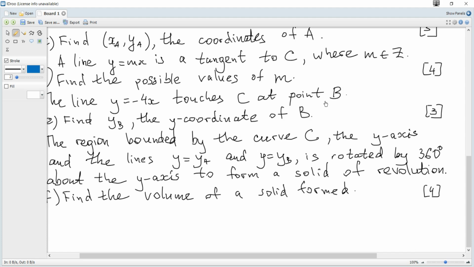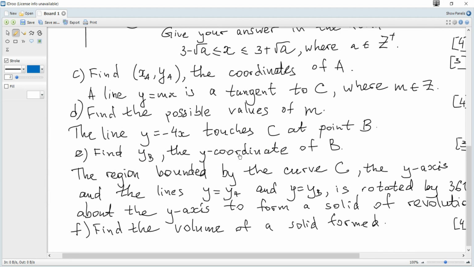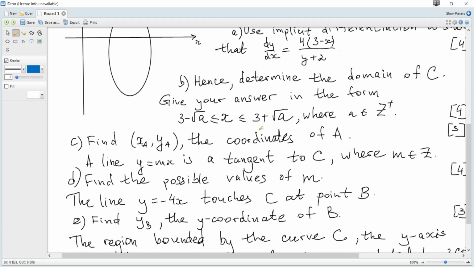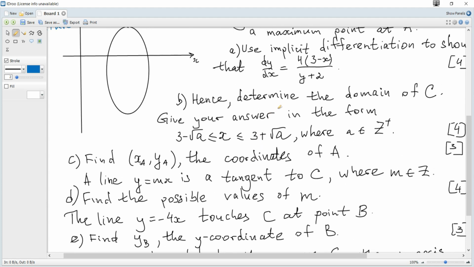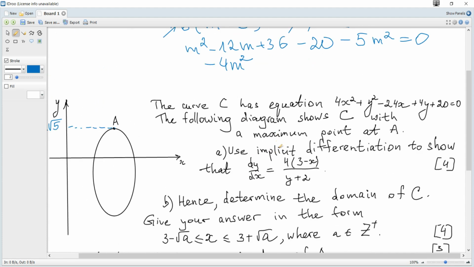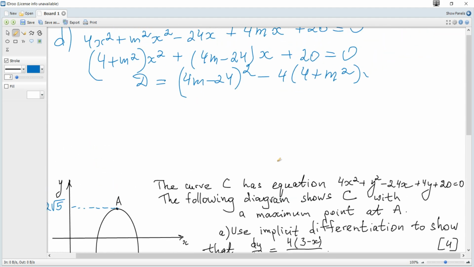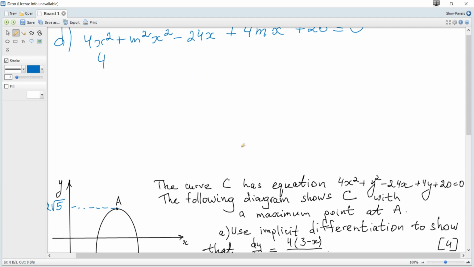Touch C at point B. Find yB, the y coordinate of B. So again, we need the point of intersection of the line y is negative 4x and the given curve, so we should consider simultaneous equations, and again just substitute negative 4x for y. y is negative 4x.